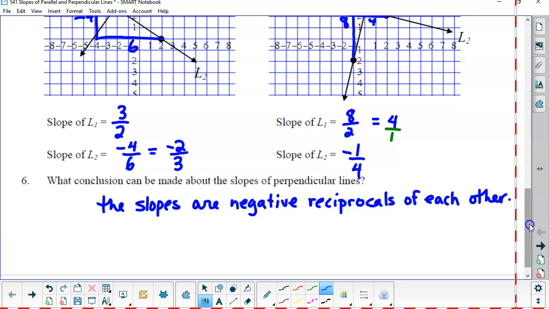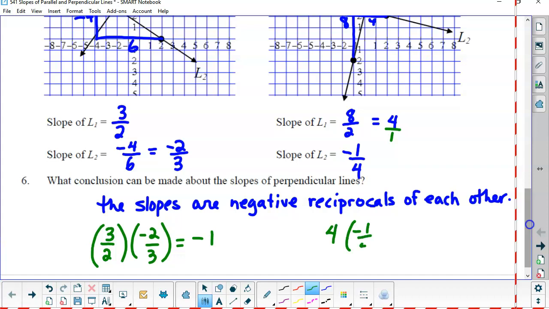Now I want to show you something else with these. What happens if I take the slope of L1 and multiply it by the slope of L2? What number do I get? Negative 1. Let's check that here. 4 times negative 1/4. What do I get? I get negative 1.